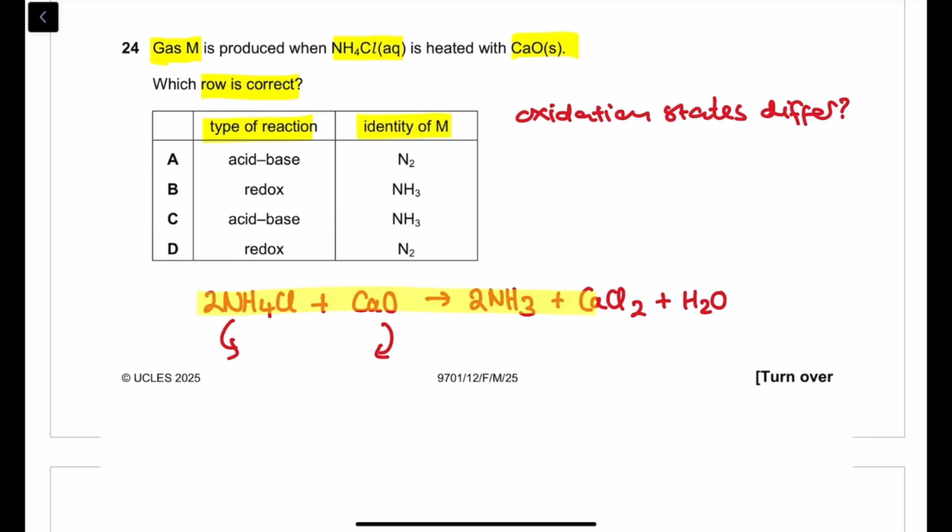So I've written out the equation below, and the gas that is produced here is actually ammonia. So we can eliminate options A and D. And then when it comes to the type of reaction that's taking place, is it redox or is it acid base? Now, if it were a redox reaction, then the oxidation states would differ. But if we calculate the individual oxidation states throughout, you'd find that they don't differ. So this must be an acid-base reaction. So the answer must be C. The acid here is the ammonium chloride, and the calcium oxide acts as a base because it is a basic oxide.